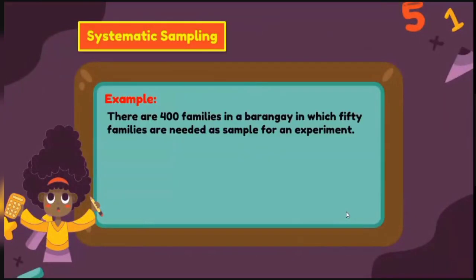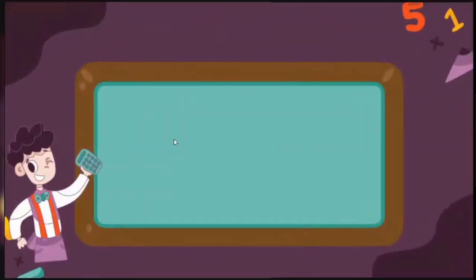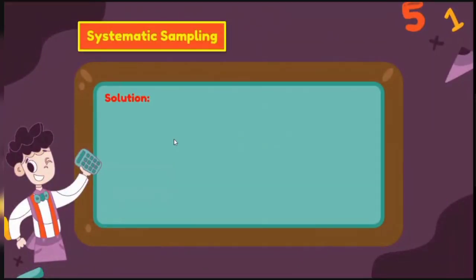Next one, example: there are 400 families in the barangay in which 50 families are needed as a sample for an experiment. So for this given problem, of course, you have to consider the value of the population. So the population for this given problem is the 400 families. And then our sample is the 50 families. So using those terms, we will apply this given procedure.